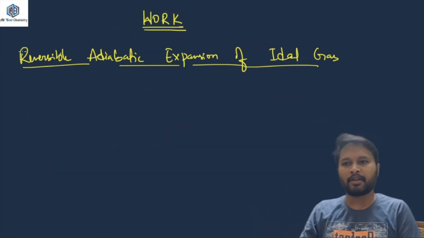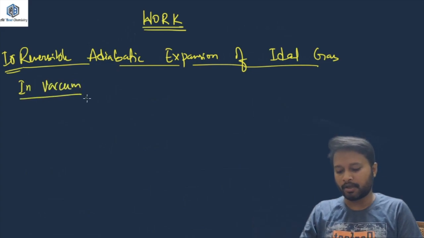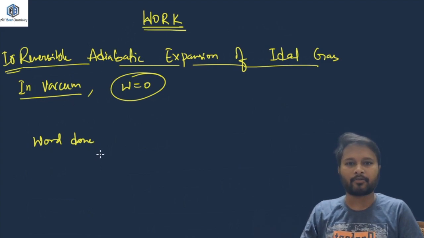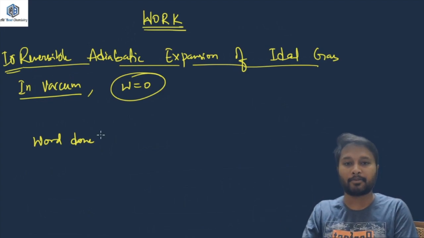Now if the process would have been irreversible instead of reversible, what would have been the work done? If you are trying to find the work done in a vacuum, in that case the work done would be 0. But when the gas is expanding adiabatically and not in a vacuum, you will have work done. So this is for vacuum, and the equation I'm telling you is the equation apart from vacuum, when you have some external pressure, that's what it means.